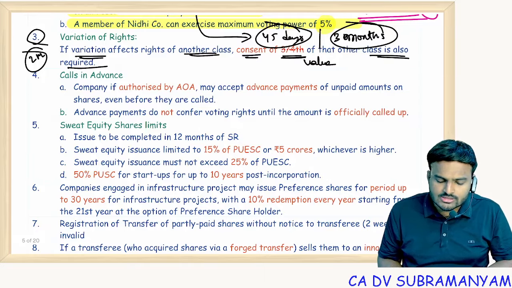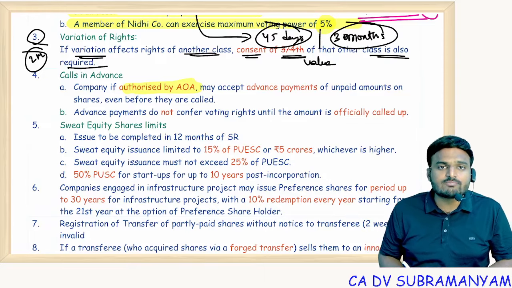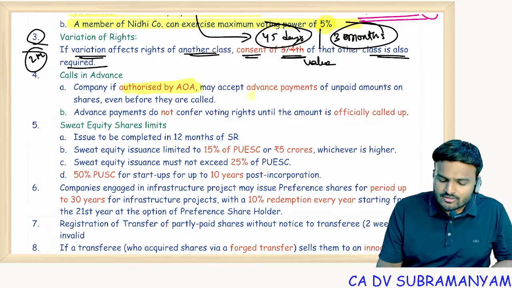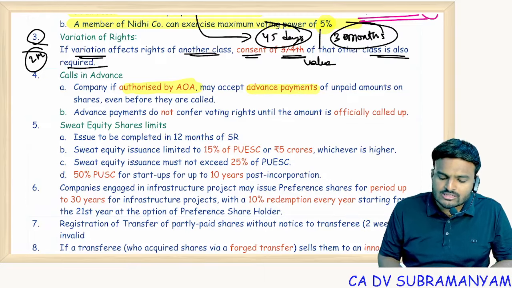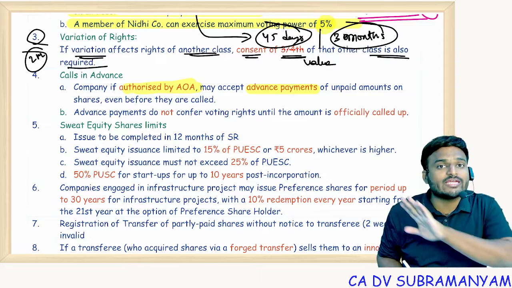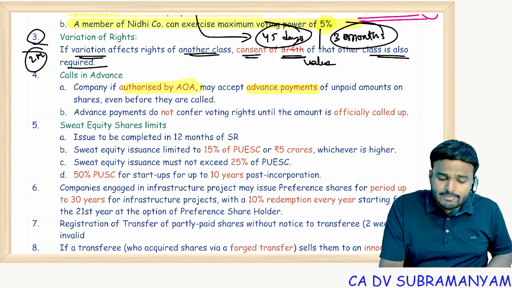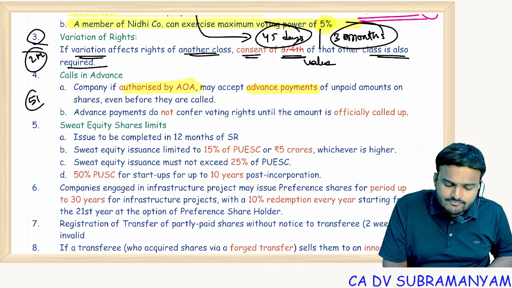Calls in advance. Can a company accept calls in advance? Yes, if authorized by AOA. And if authorized by AOA, it can accept advance payments. But remember, calls in advance is not a part of paid up share capital, so there are no extra voting rights for calls in advance. Sir, what about dividends? It depends on section 51. What is section 51 telling?